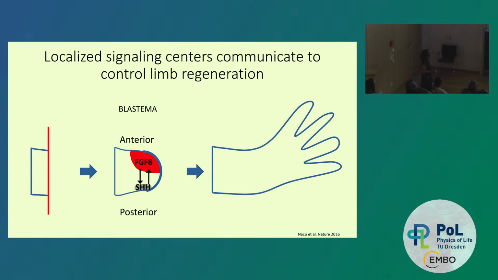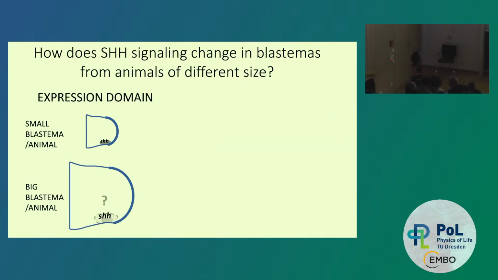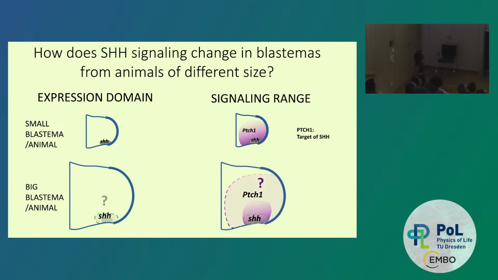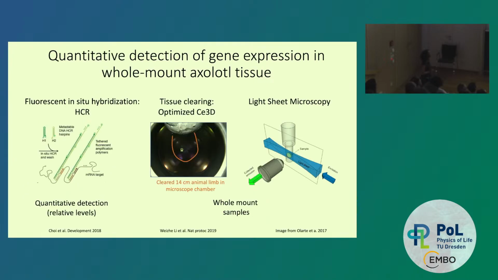So Pietro's then interested in revisiting this Sonic Hedgehog FGF signaling loop and asking how its properties are changing with changes in animal size. So in essence, he's asking, in a large animal, which I showed you, is the Sonic zone scaling with animal size? And then what about the signaling range of Sonic? And this we're reading out by the expression of Patched 1, which is a target of Sonic Hedgehog signaling.